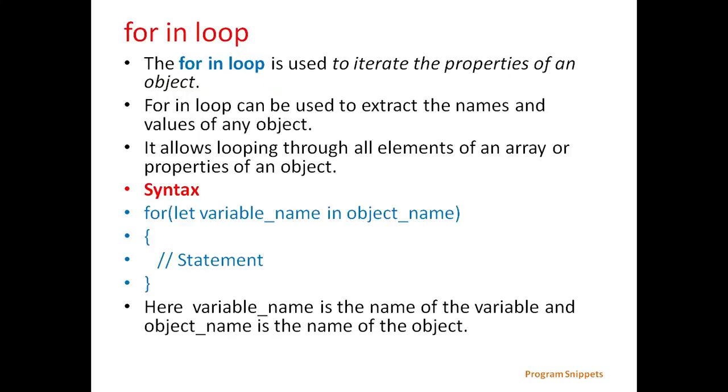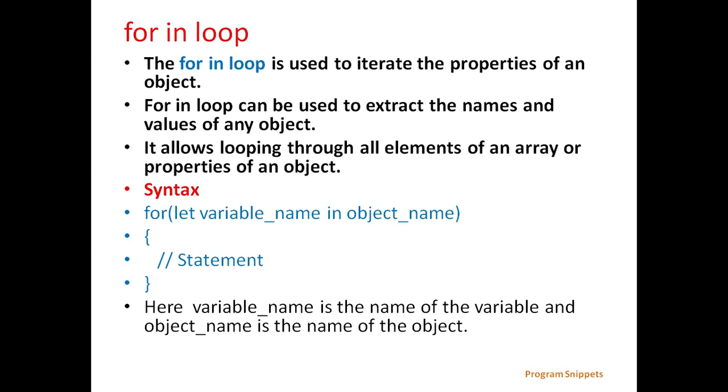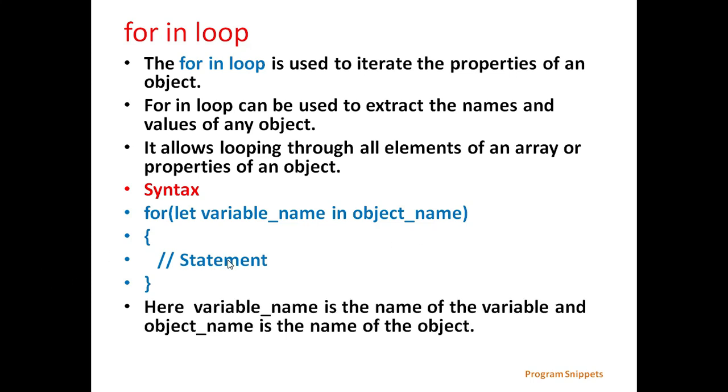Next is the for in loop. The for in loop is used to iterate over the properties of an object. The for in loop can be used to extract the names and values of any object. It allows looping through all elements of an array or properties of an object. General syntax is let, then variable name in object name and the statements to execute. Here variable name is the name of the variable and object name is the name of the object.